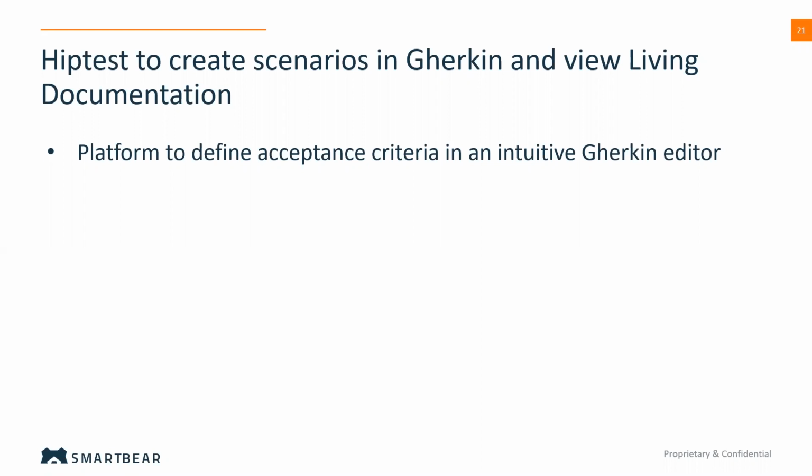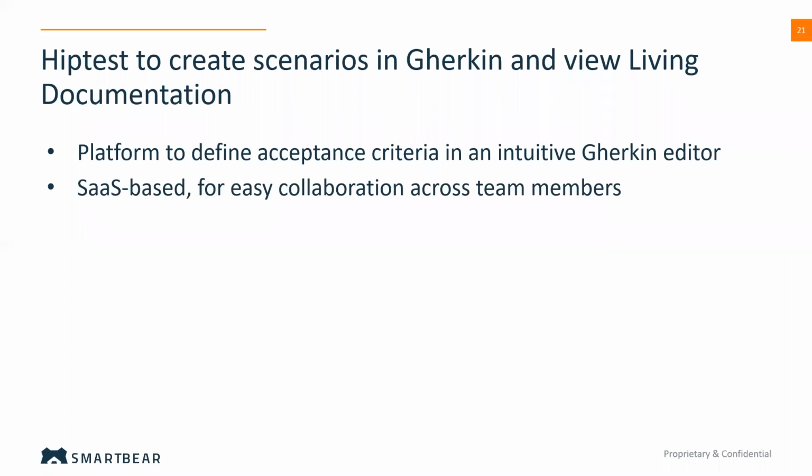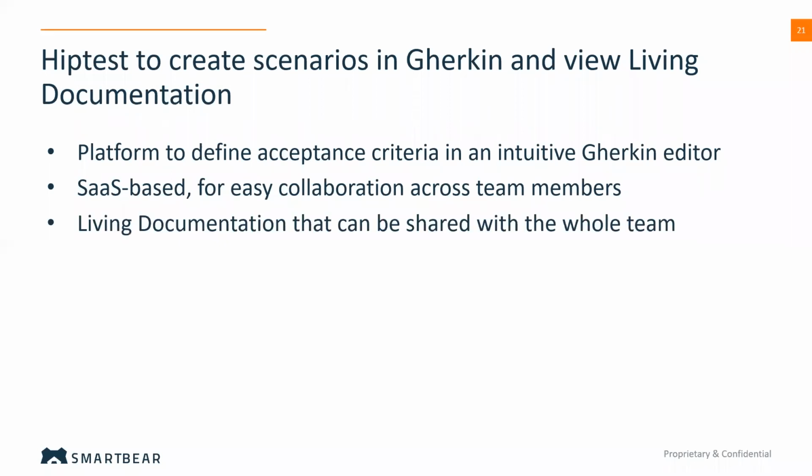So HipTest is simply a platform to define these acceptance criteria in the Gherkin format in a SaaS-based tool. So you can easily collaborate across any team member. Anyone can access this because it's a simple URL, a team-based application where you can have multiple teams accessing the same project and contributing to it. And finally, once the tests are automated, you have a living documentation that can be shared with the entire team. So everyone knows exactly what the product is meant to do.